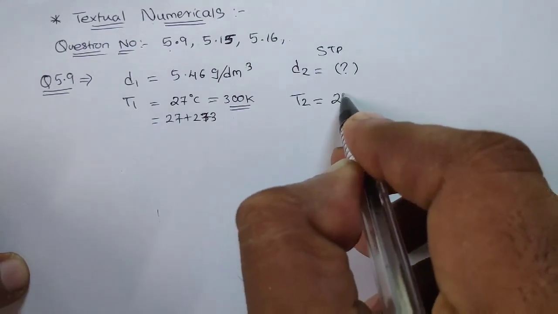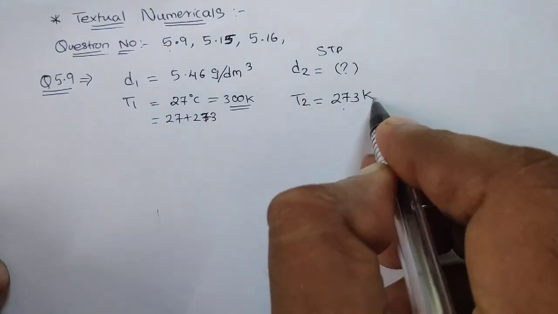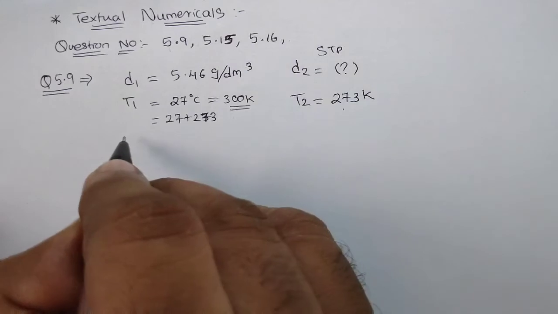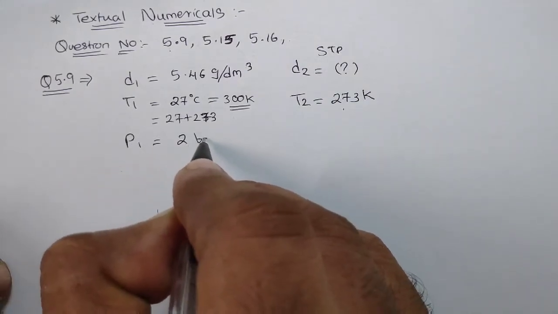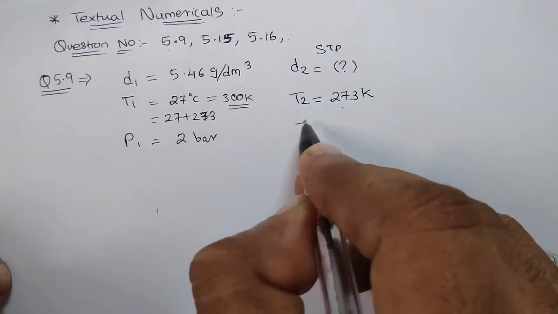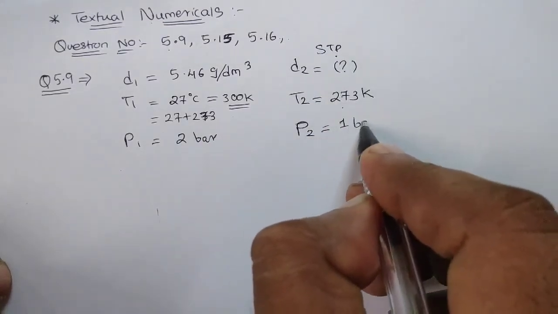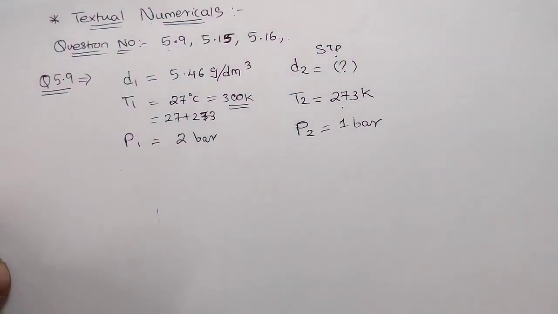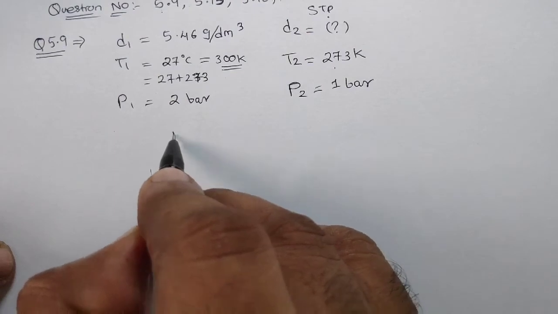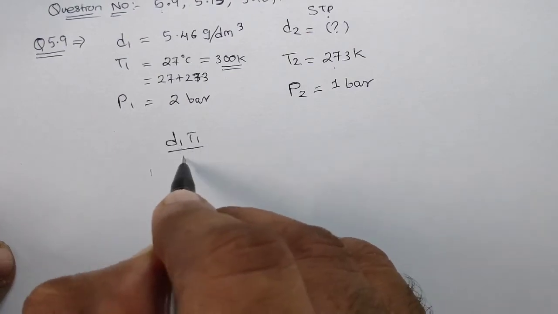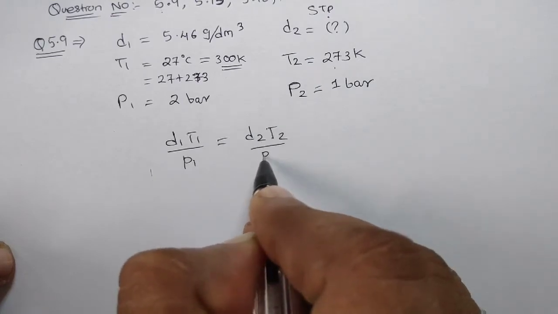Now at STP you have to find density, so T2 will be 273, because at STP standard temperature is 273 Kelvin, right? Pressure P1 is given in the question as 2 bar, and P2 at STP will be equal to 1 bar, right? Now if you remember, we have derived a formula. What was the formula? D1 T1 upon P1 is equal to D2 T2 upon P2, right?